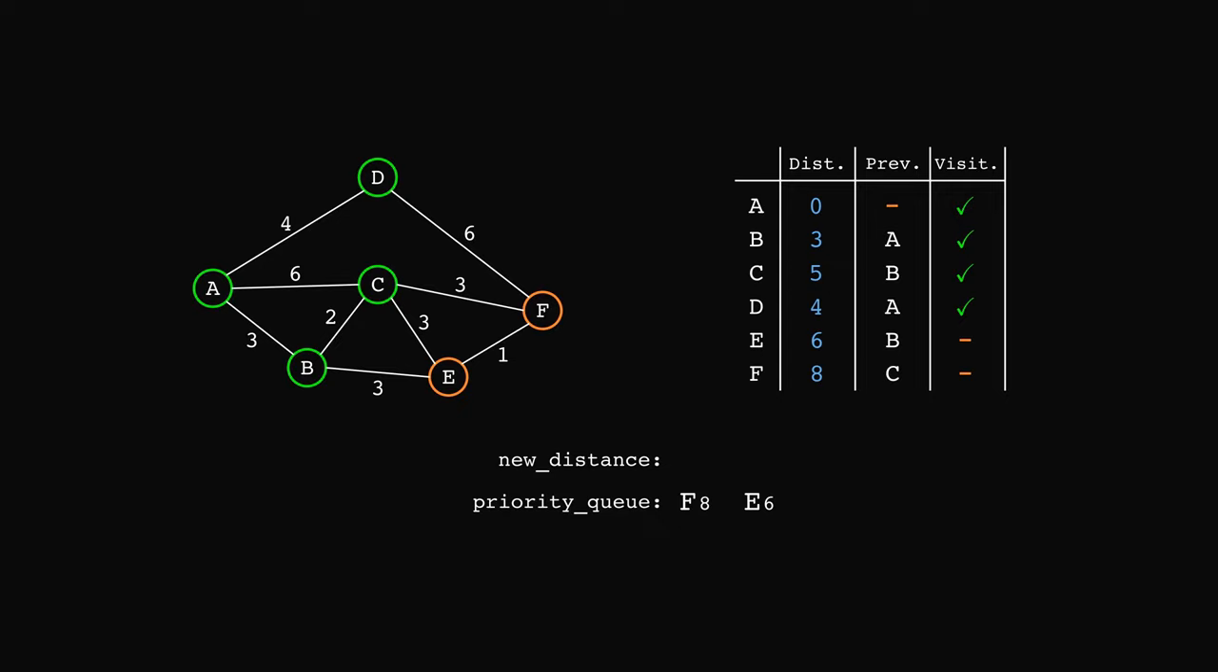The next one in the queue is E, and its only unvisited neighbour is F, so we calculate the new distance, which turns out to be 7. We compare it with the known shortest distance to F, which was 8, coming from C. Since the new distance is shorter, we update the distance value in the table, which vertex got us there, and also the priority in the queue. We take out the last element from the queue, which happens to be our destination, and since all its neighbours are already visited, the algorithm can stop.